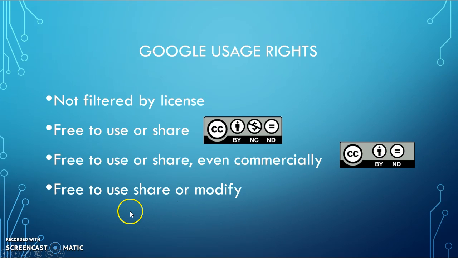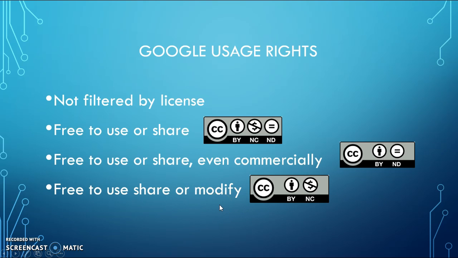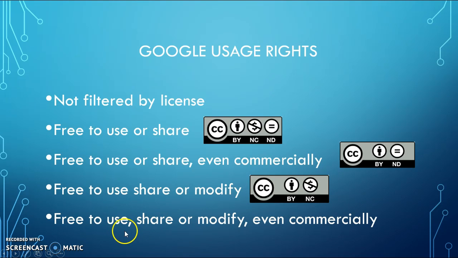The third license is free to use, share, or modify. Modify simply means that I can change it. Notice that now I can't sell it, so it would correspond to this license. I can't sell, but I can make changes. Finally, free to use, share, or modify even commercially. Now I can change it and I can sell it. This would correspond to this Creative Commons license. Notice that it doesn't tell me I can't change and can't sell, so I can.